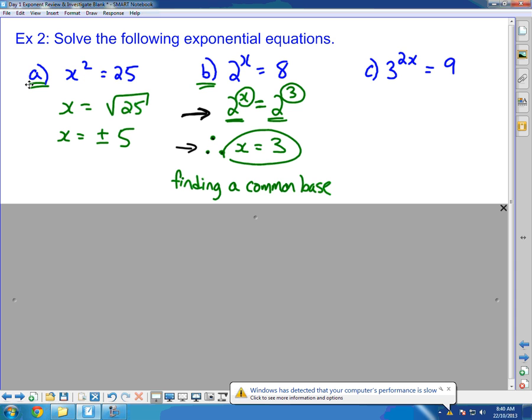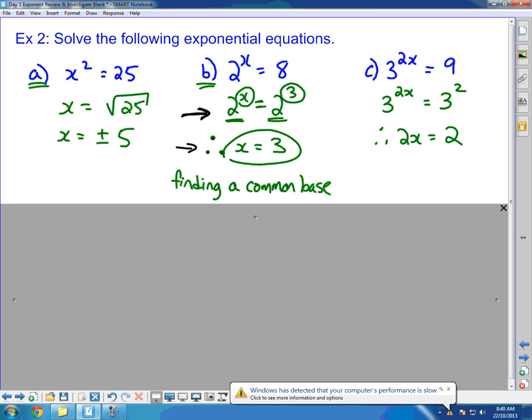All right, let's use the same strategy in C. 3 to the power of 2x equals 9. What common base do you suggest we go to? 3. So we change 9 into 3 to the power of 2. We have a common base, so the only way these can be equal is if their exponents are equal. So what's my next line? What should I write down? Good. Therefore, 2x is equal to 2.